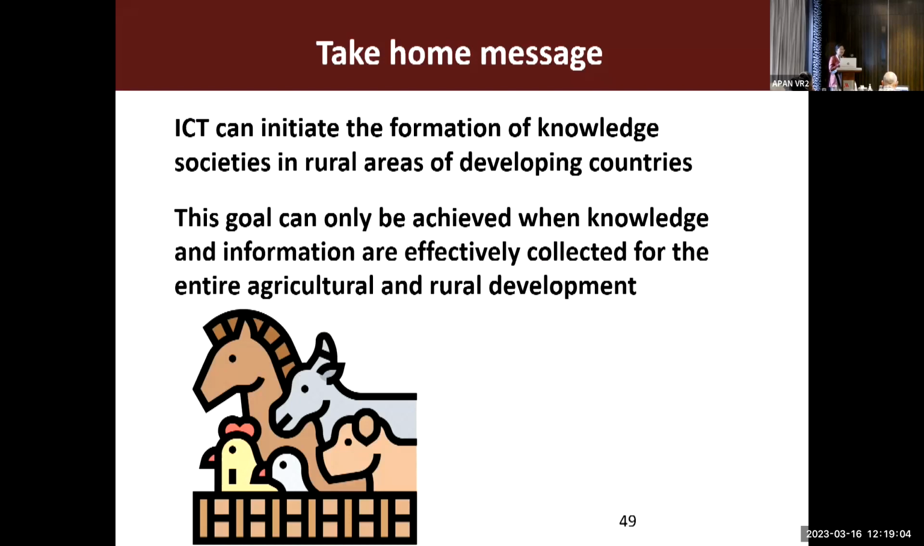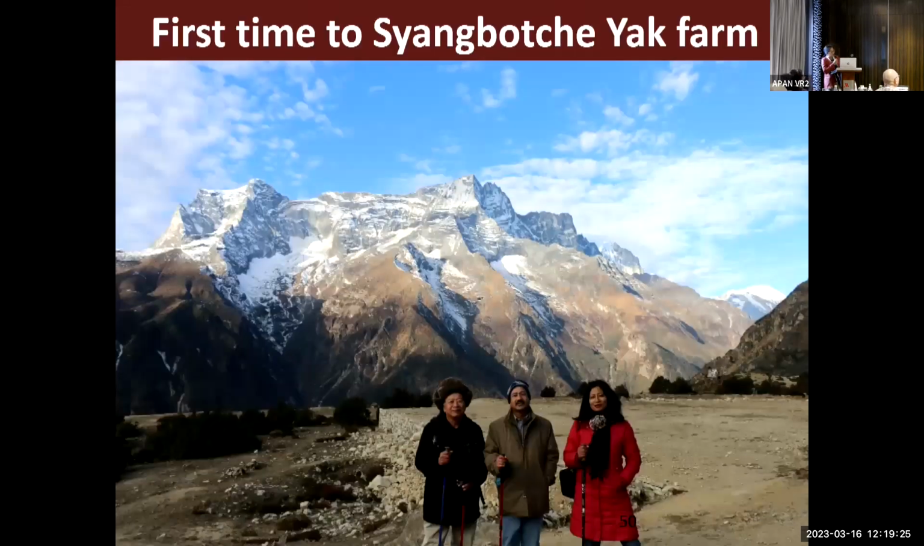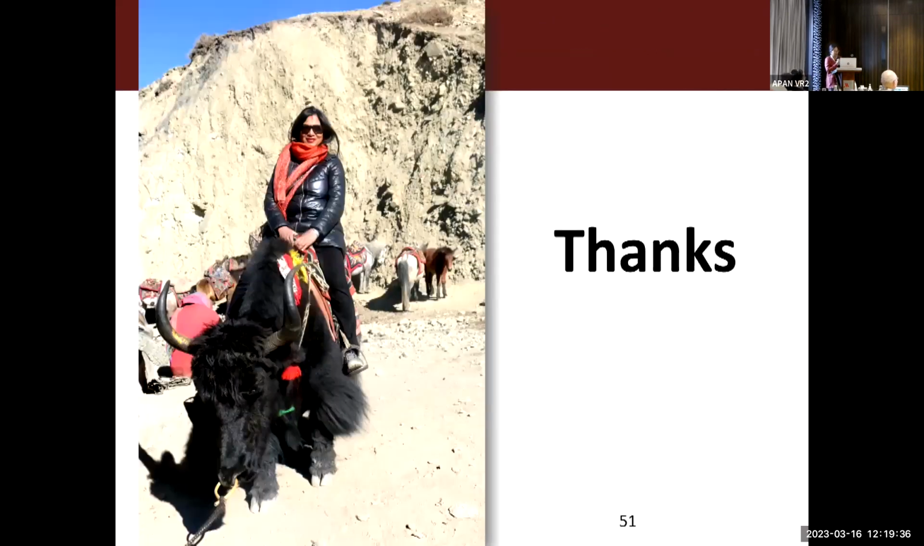knowledge is a strength, right? The formation of knowledge in society in rural areas and developing countries. This goal can only be achieved when the knowledge and information are effectively collected for the entire agriculture and rural development. Yes, thank you. Actually, this is the first time I went to Boche Yak Farm, where we wanted to see the status over there. And yeah, me here in the Yak.